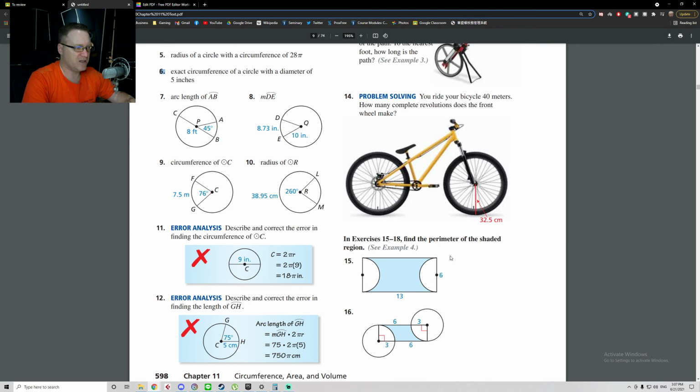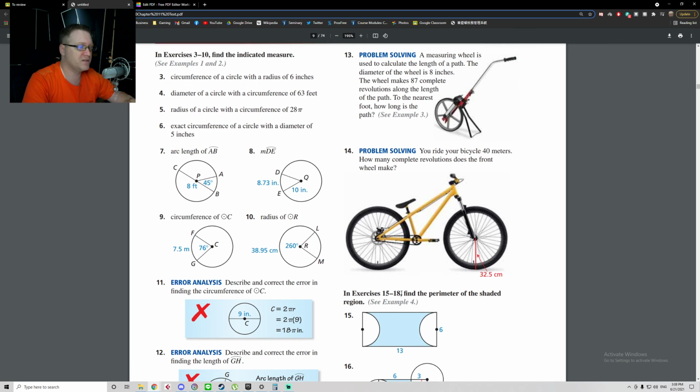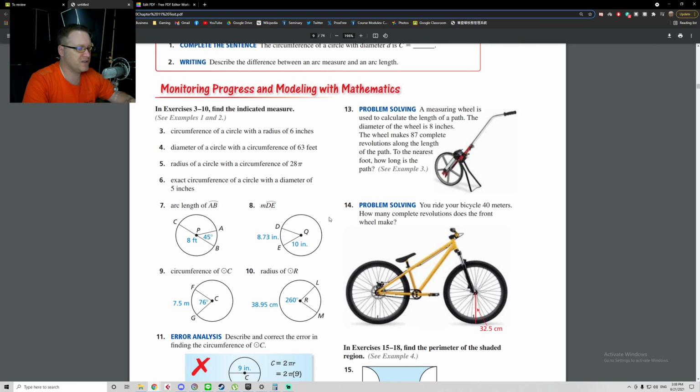Number 15 is asking, find the perimeter of the shaded region. So we have this blue shape here. What is the perimeter? That means the distance around it. From here to here is 13. But you also need to know this distance and this distance. You should be able to find these distances with what we learned today. So that's your homework: 3, 4, 5, 6, and 15.